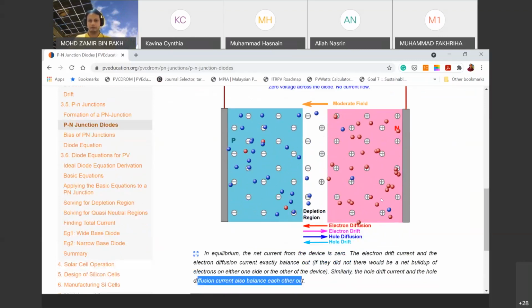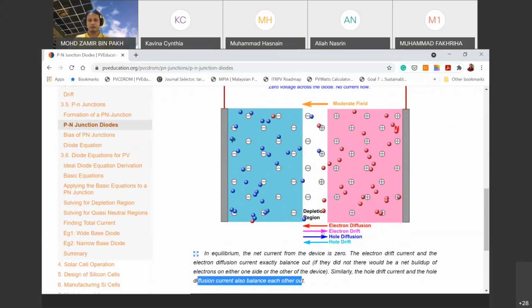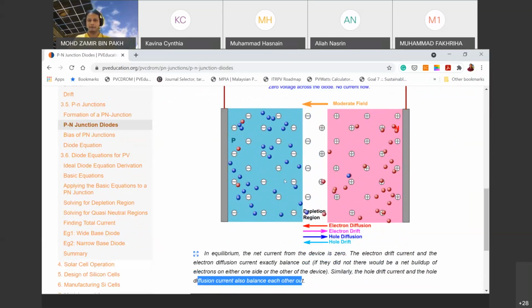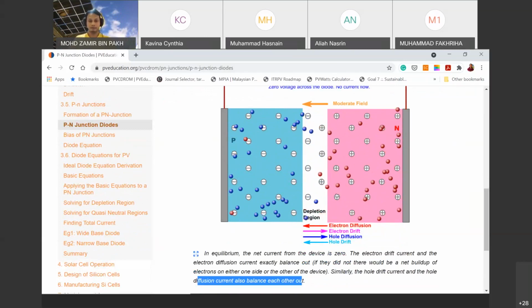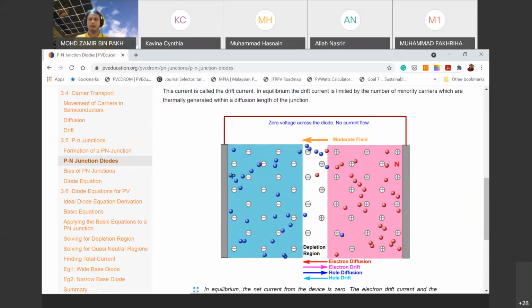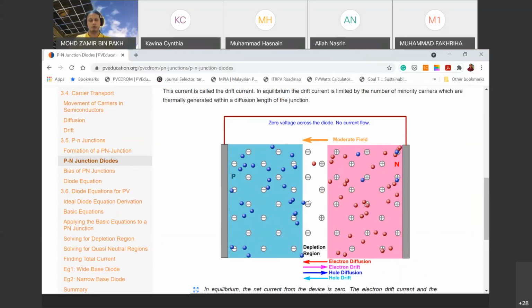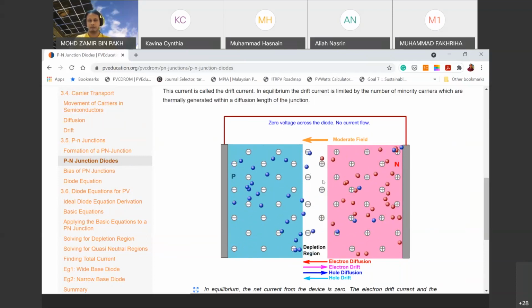So you can see electron diffusion from right to left. You can see electron drift from left to right. You can also see hole diffusion from left to right. You can also see hole drift from right to left, sorry. Okay, so this is what we discussed as our J diffusion for hole, J drift hole, J diffusion electron, and J drift electrons.